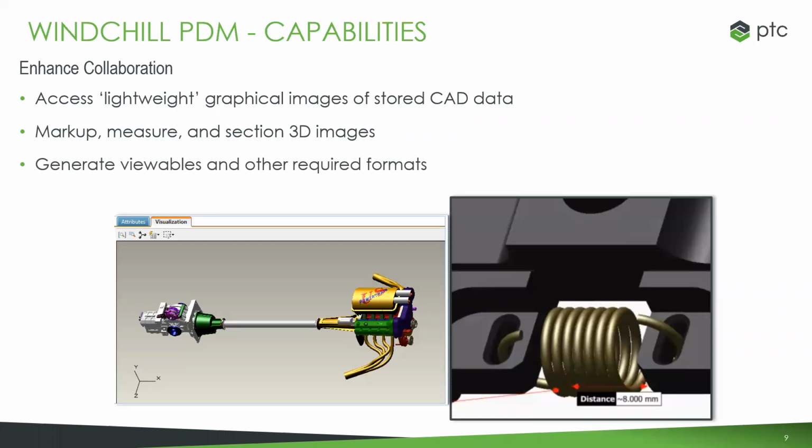Another great way to share data to everyone who needs it and may not be working in Windchill is to generate the viewables in different formats. So it could be a PDF, you could export as a CSV, an IGES, even drawings.